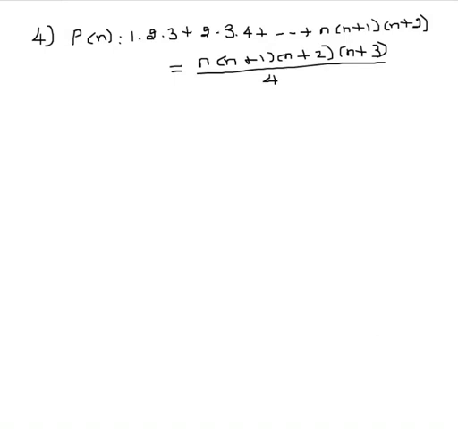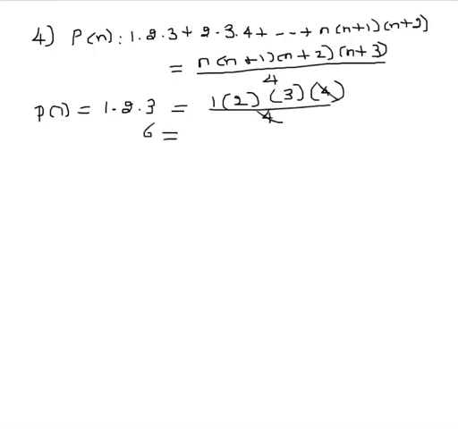The first step, proving p of 1 is true. So p of 1 will have only the first term equal to, n is 1 here, 1, 1 plus 1 is 2, 1 plus 2 is 3, 1 plus 3 is 4, divided by 4. We get 6 equals 6. Therefore, p of 1 is true. This is our basic step for induction method. Now we will do induction step.